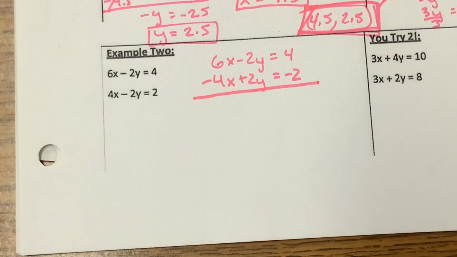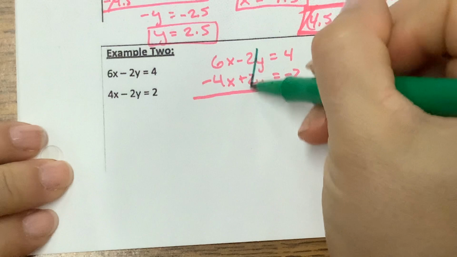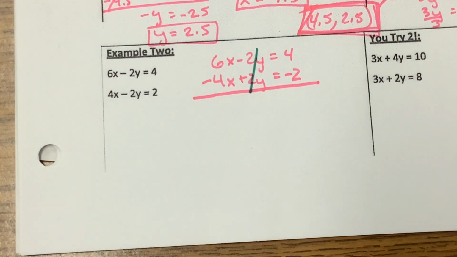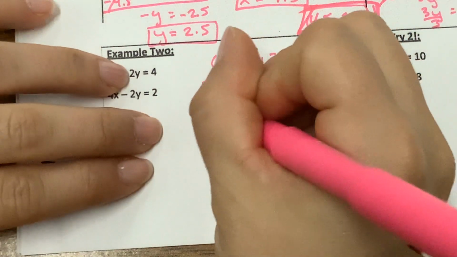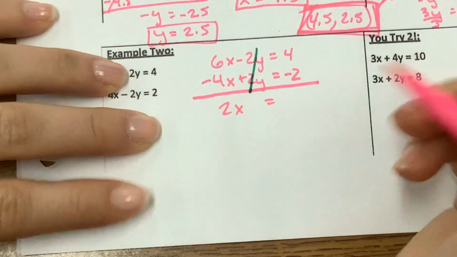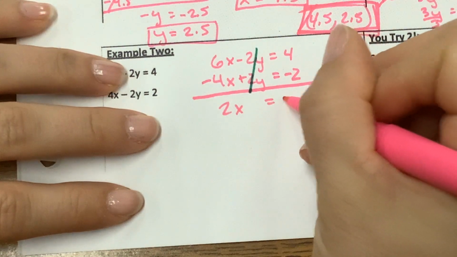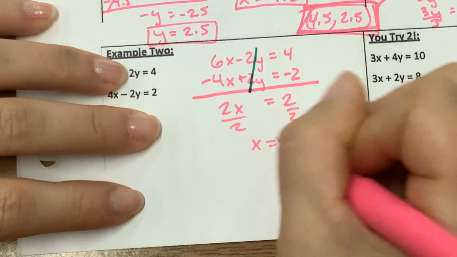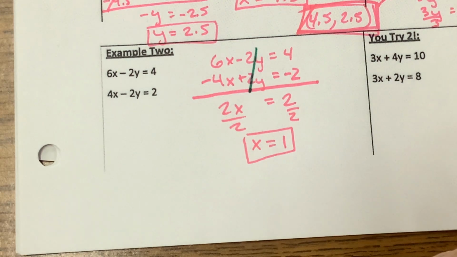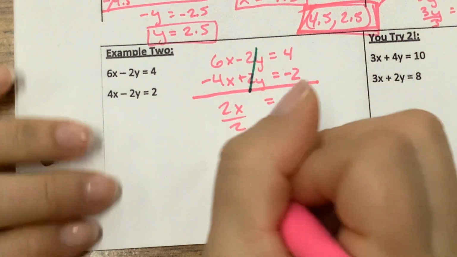Okay, what's going to eliminate? The 2y. And what is 6 minus 4x? So we have 2x equals, and what's 4 minus 2? 2. And so when we divide by 2, x is equal to 1. And now what do we do with that? Put it back in.